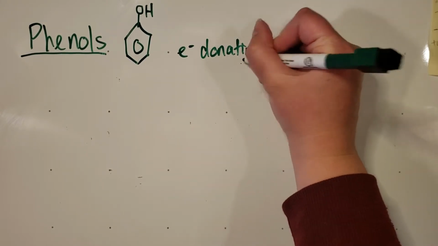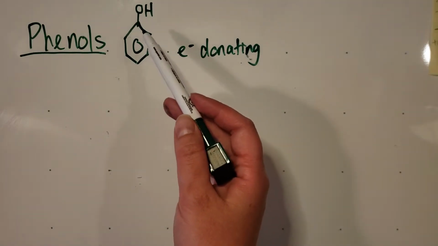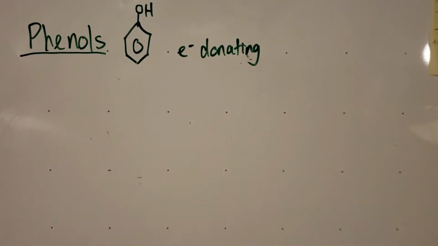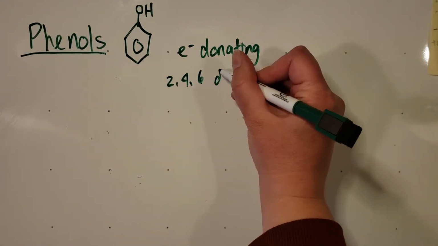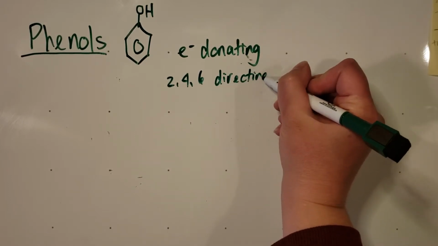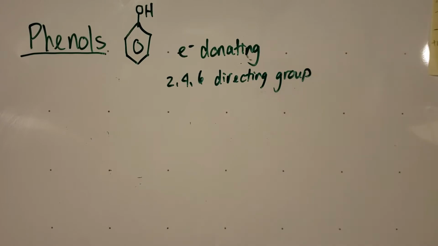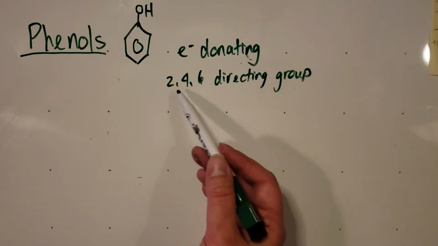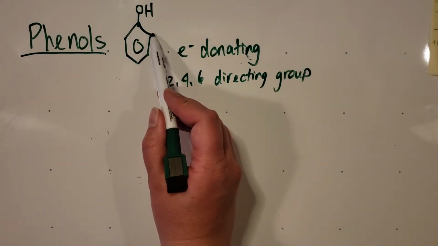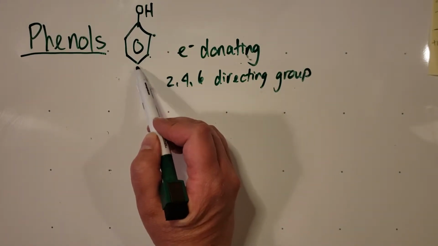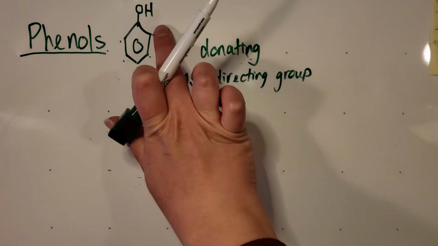Now the next little thing with reactions is remembering that this is an electron donating group. I talked about that in the last video, meaning that you get electrons donated to that benzene pi system, which makes it a 2, 4, 6 directing group. In the next reactions that we see, we're going to be looking at other groups being added onto either the 2, 4, or 6 position. Remember, the OH, the phenol, is always the first position. So we have that being our second carbon, 3, 4, 5, 6.